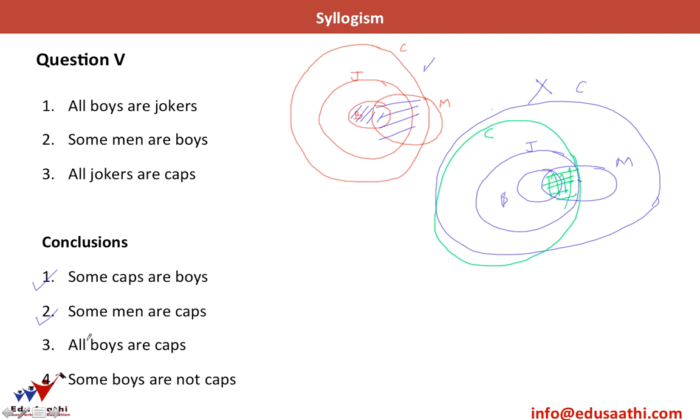So don't get confused. All boys are caps. Now this is true because the boy is a smaller circle in this bigger circle of jokers, and caps is even bigger than jokers and it takes care of all the jokers. So all boys are caps is also true. Some boys are not caps. This is false. Generally also, because we cannot draw a negative conclusion from a positive statement. So what are the correct options here? 1, 2 and 3 are the right conclusions.